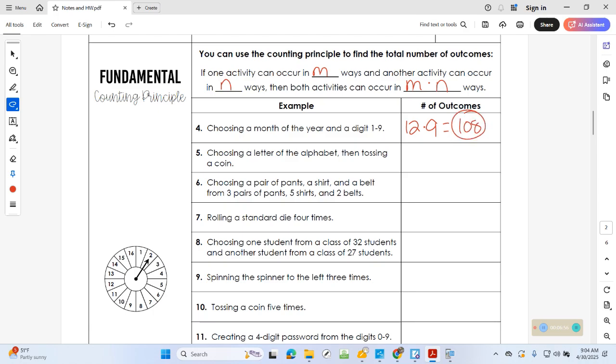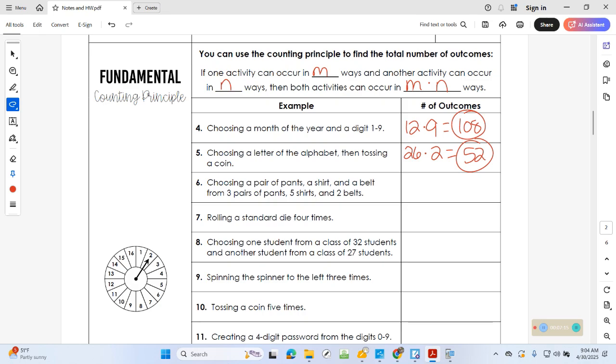Yeah. Choosing a letter of the alphabet. How many letters in the alphabet? 26. You're doing better than my trig kids. Somebody put 22 down on their test. Really love that. Okay, tossing a coin. How many outcomes on tossing a coin? 2. What's 26 times 2? 52. See, this is easy.